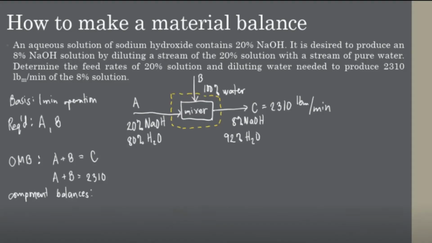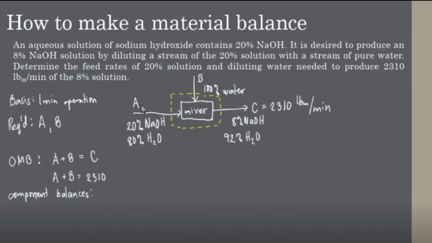For the component balances, you will take a look at a particular component of the system. Let's define what is a component. A component is a substance that can be defined separately for our problem. In our example here, we only have two components. The first component is sodium hydroxide. And the second component is water.